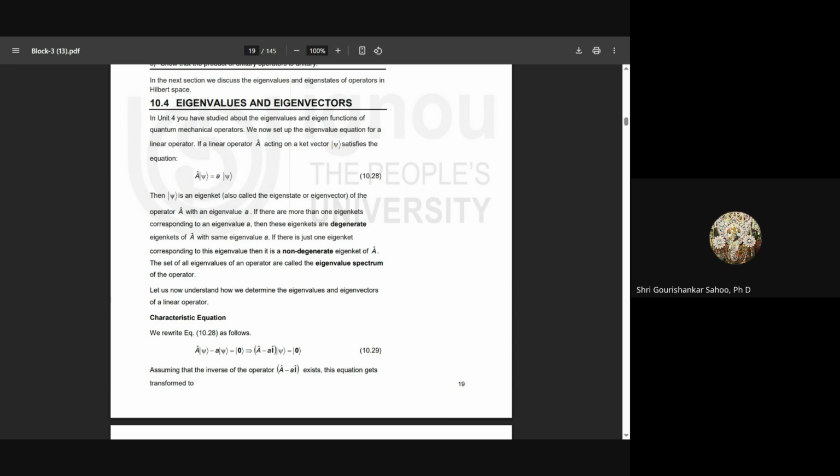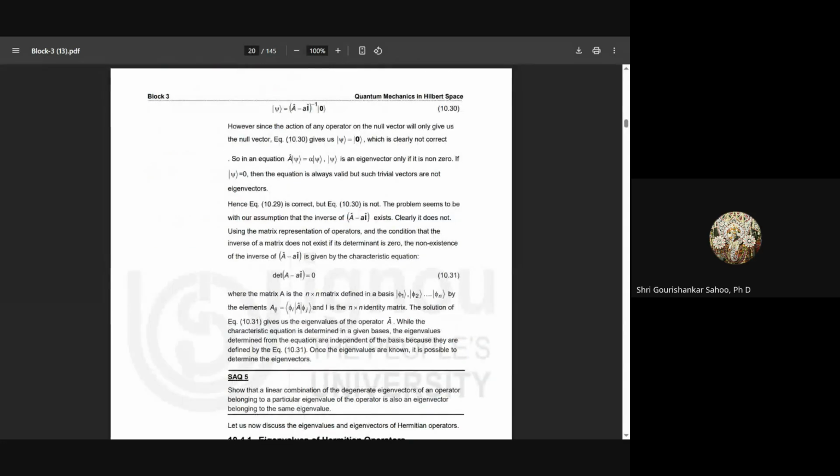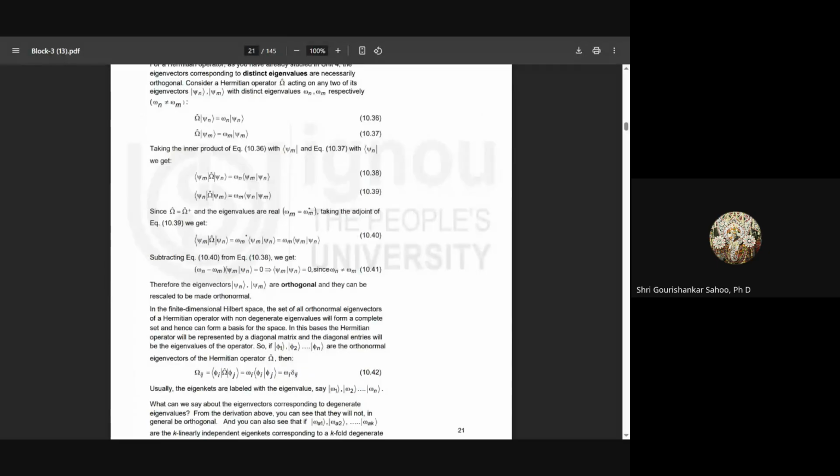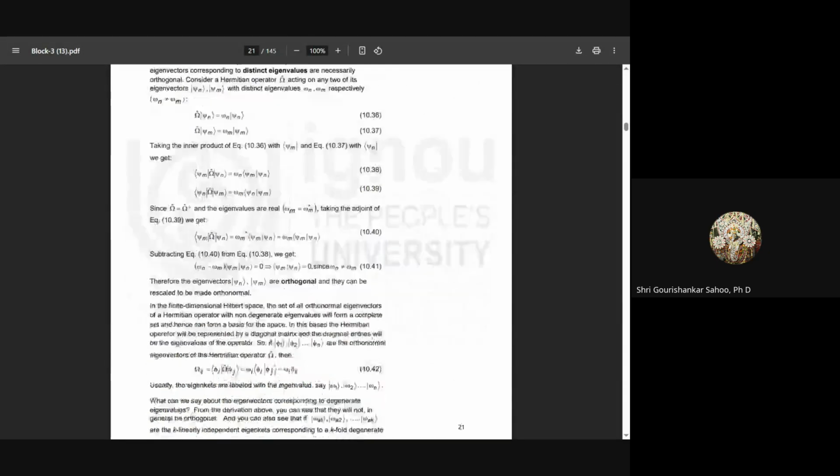Are you getting it? Yes, sir. Okay. So this is the characteristic equation: A cap psi minus A psi is equal to 0, where 0 is the null ket vector. From this characteristic equation, you can also get the eigenvalue. The eigenvector of a Hermitian operator gives a physical entity.